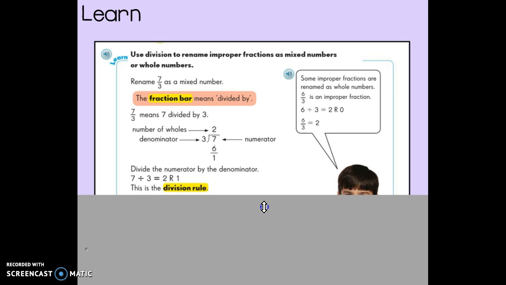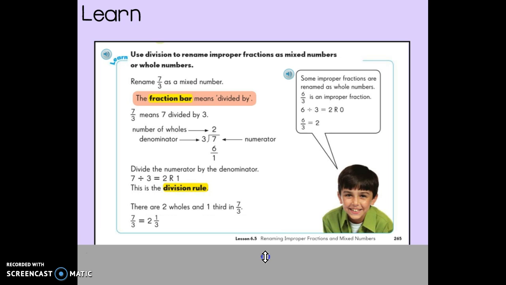Well, what does that mean now as a fraction? There are 2 wholes, so there's my 2, and there's 1 piece left. I was dividing into 3, that was my denominator, that's how many pieces I'm dividing into. So I have 2 wholes, and then I have 1 out of 3 still left. So 7/3 is the same as 2 and 1/3, and I did that there with division.